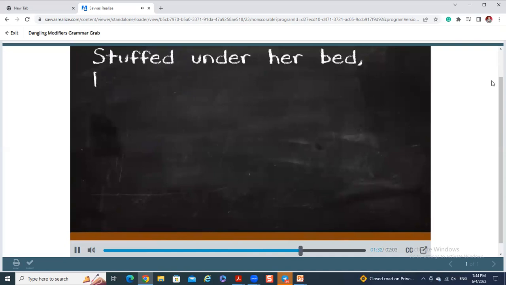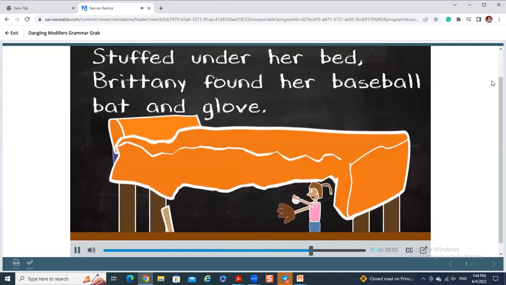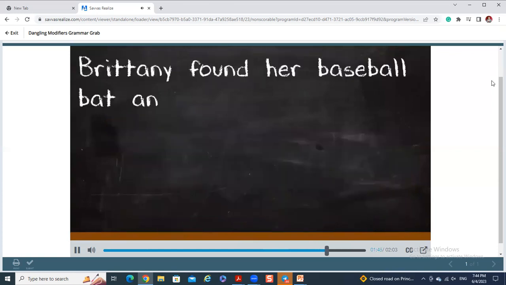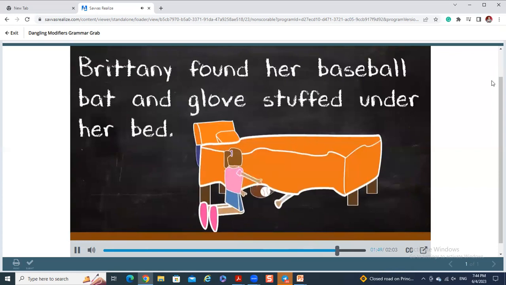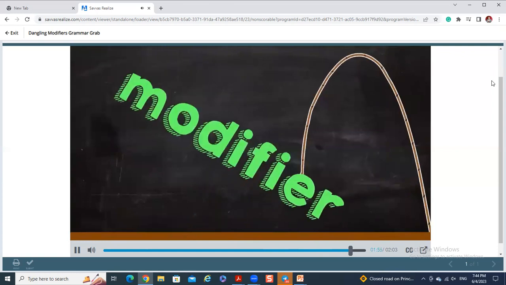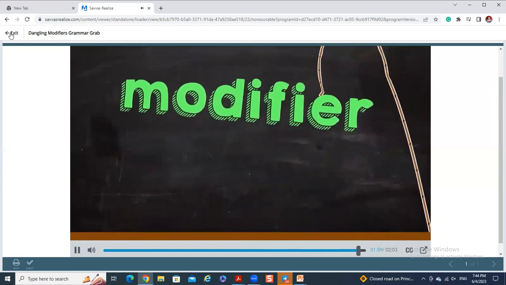Stuffed under her bed, Brittany found her baseball bat and glove. Brittany was stuffed under the bed? As always, this sentence can be fixed with a bit of rearranging. Brittany found her baseball bat and glove stuffed under her bed. When fixing a dangling modifier, make sure that the logical subject is the grammatical subject of your main clause. Your writing will be clearer, and your modifiers will be dangle-free.